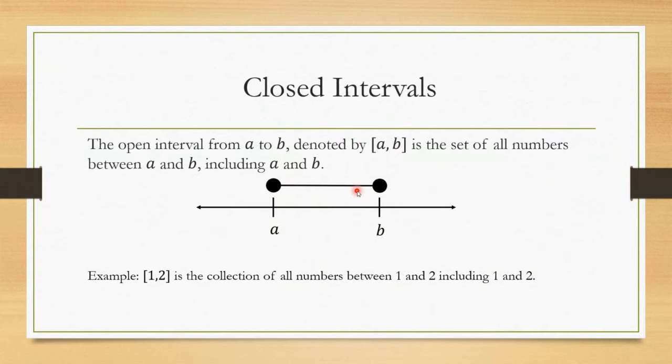And here, A has to be less than or equal to B. I mean, if A is equal to B here, the only number in here is just the endpoint itself. But if A is less than B, you have infinitely many points. So here, for instance, 1, 2, we have all numbers between 1 and 2. We're including, though, 1, and we're including 2.